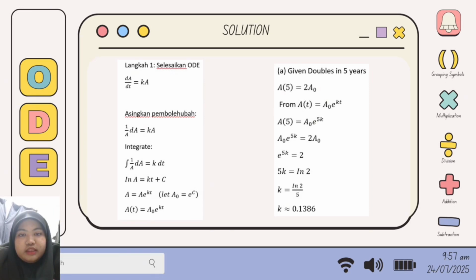And now we take the natural logarithm. So ln 2 = 5k. So k = ln 2 / 5. So the value of k is approximately 0.1386 per year.